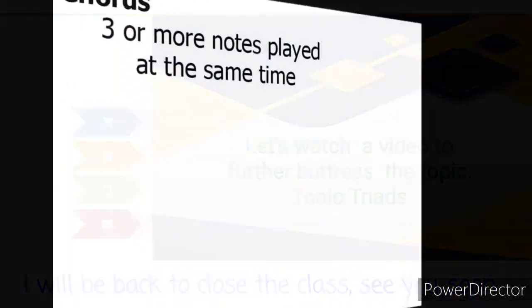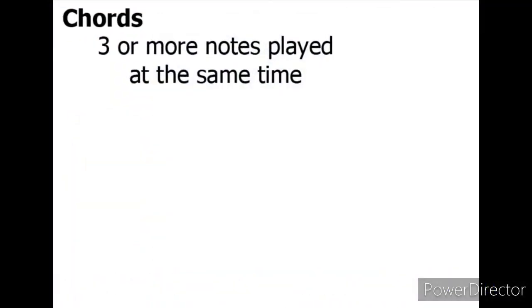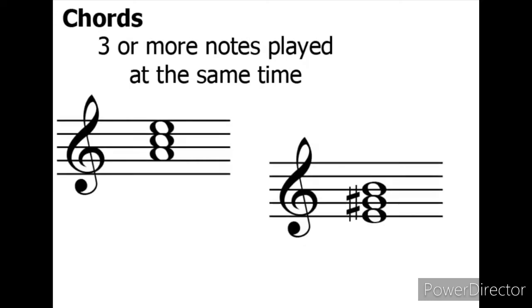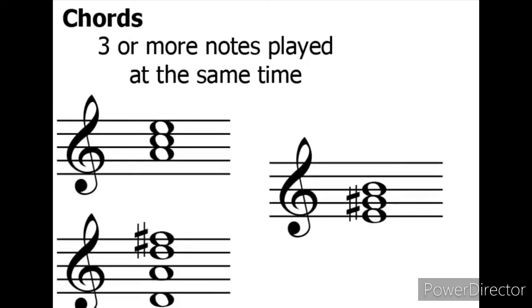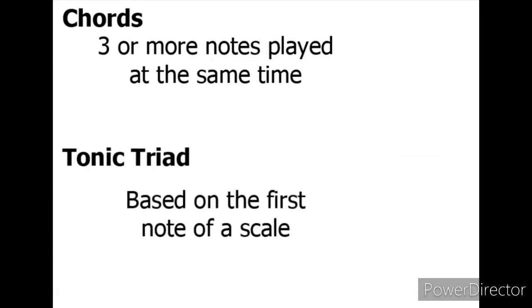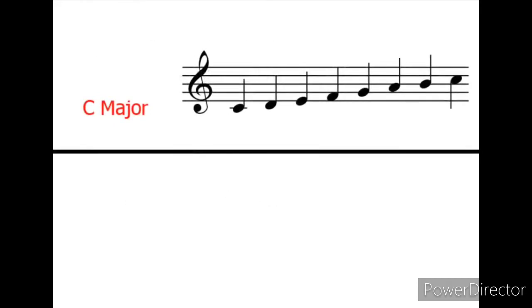A chord is the name musicians give to 3 or more notes that are played at the same time. All of the examples here are different types of chords. A tonic triad is probably the simplest type of chord, as it is based on the first note of a scale, and this is what we'll be concentrating on in this video. Let's start by looking at C major. In any major scale, so not just C major, the first note is also known as the tonic. So the first thing about tonic triads is that they are based on the first note of the scale.